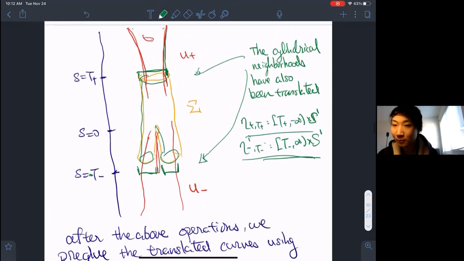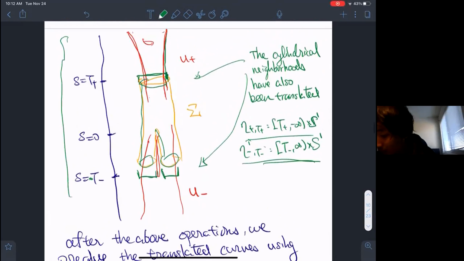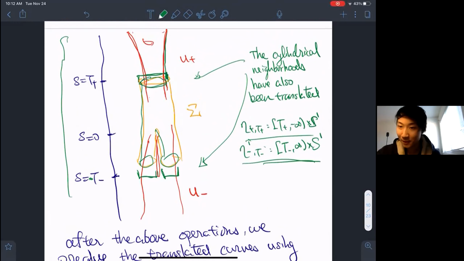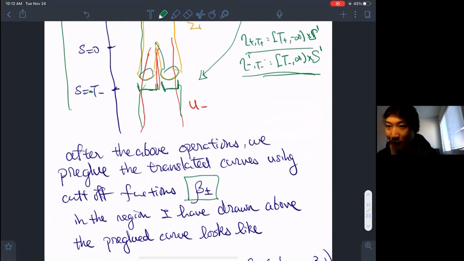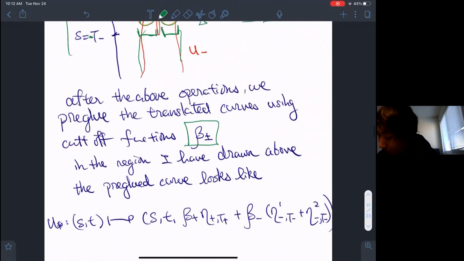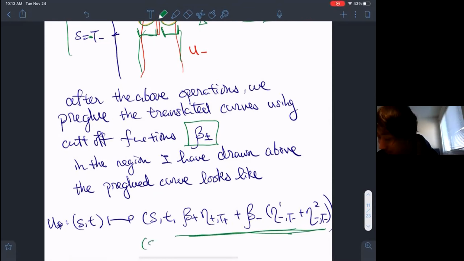And in this configuration, we do the pre-gluing. So we pre-glue a chunk of the branched trivial cylinder with this translated copy of U plus and with this translated copy of U minus. You have to choose some cutoff functions, beta plus or minus, and in the pre-gluing region, you're just interpolating these etas with the cutoff functions. Because this thing (s,t), in the coordinates we've chosen, corresponds to the trivial cylinder.